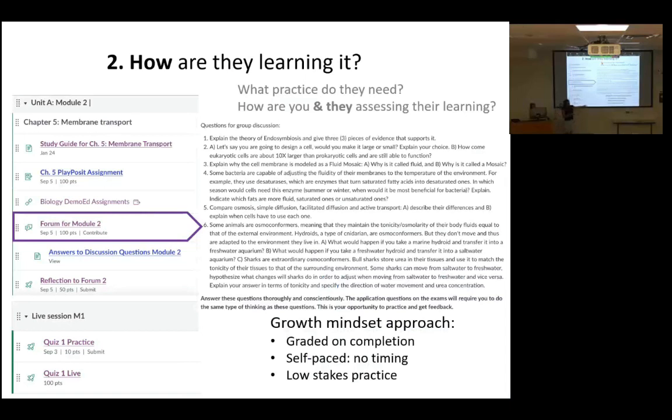So it's very low stakes, and it's just graded on completion. So I'm not expecting them to get this right, and the purpose of this assignment is not to get it right, but it's just to get practice on how to answer these type of questions. And as long as they submit the answer, they will get the points.